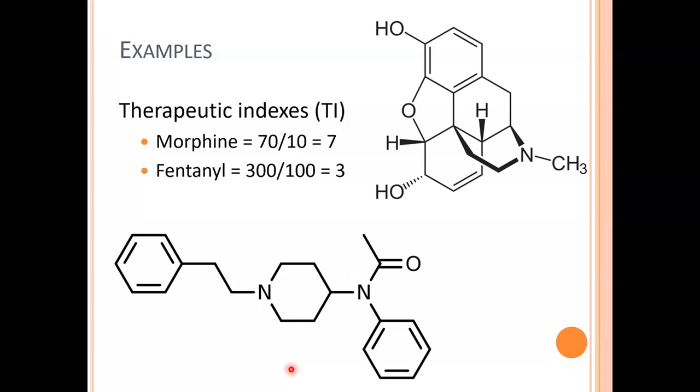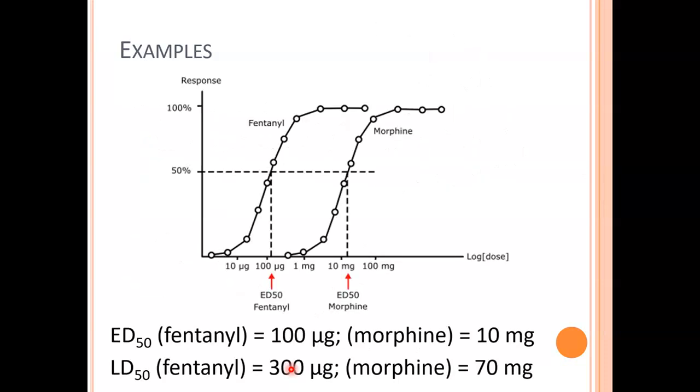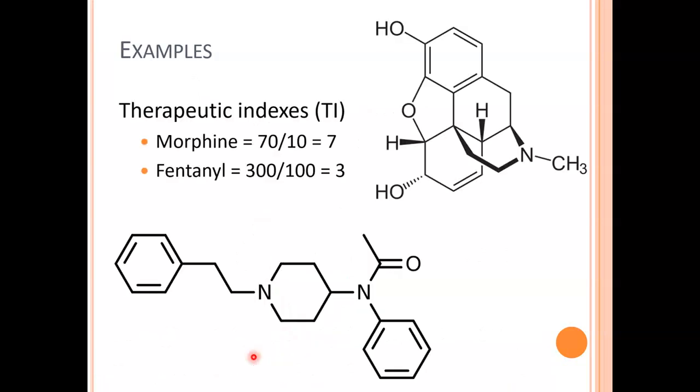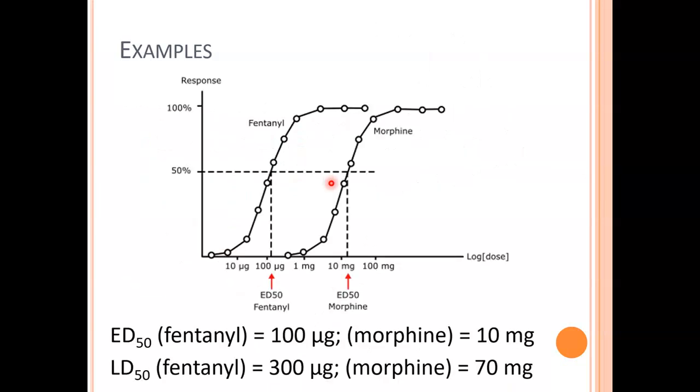So here's just an example, with the same numbers. The LD50 is 70 milligrams and the ED50 is 10 milligrams for morphine. Here we have fentanyl, 300 micrograms to 100 micrograms. For the therapeutic index, I've just taken off the units because the units get cancelled out anyway, so it doesn't really matter as long as they're the same between the two. Obviously, if the LD50 was in milligrams and the ED50 was in micrograms, you would have to do a conversion to make the units the same.